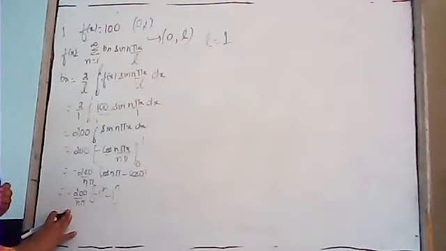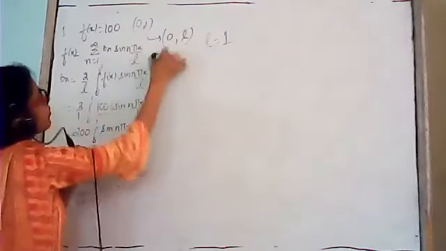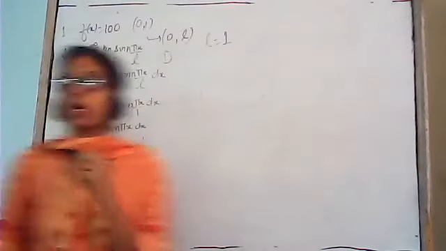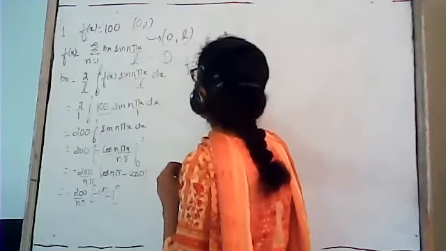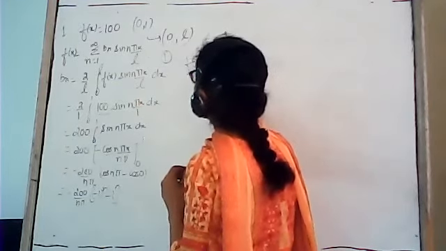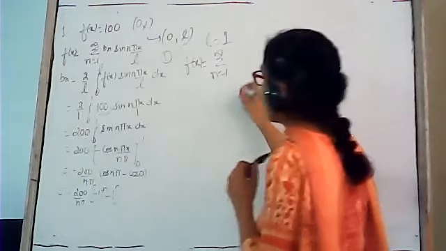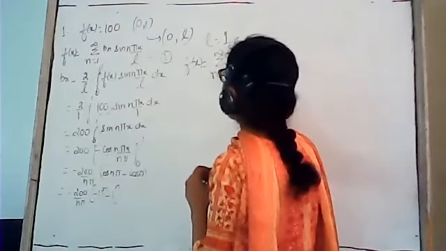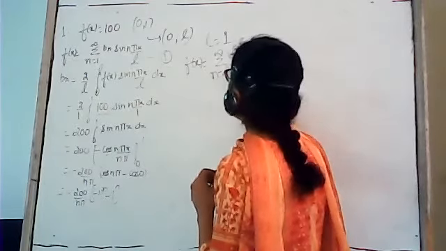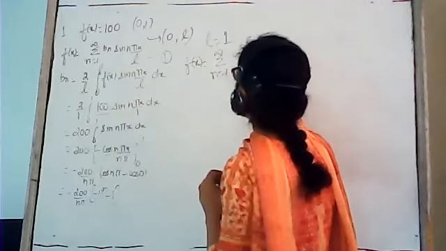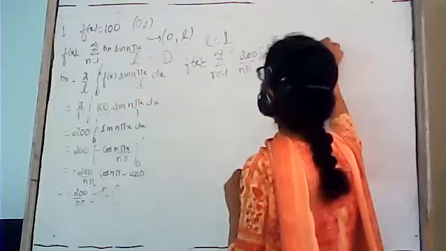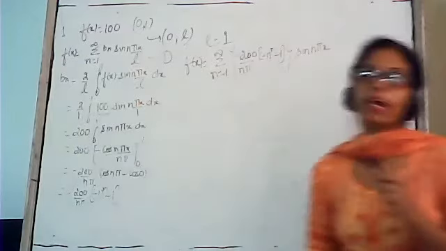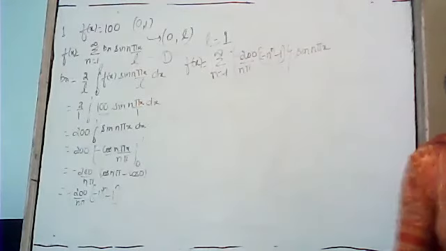Substitute the value of bn in equation number 1. You will get f(x) is equal to summation n varies from 1 to infinity, minus 200 upon n pi, minus 1 to the power n minus 1, into sine of n pi x upon L, as the value of L is 1.